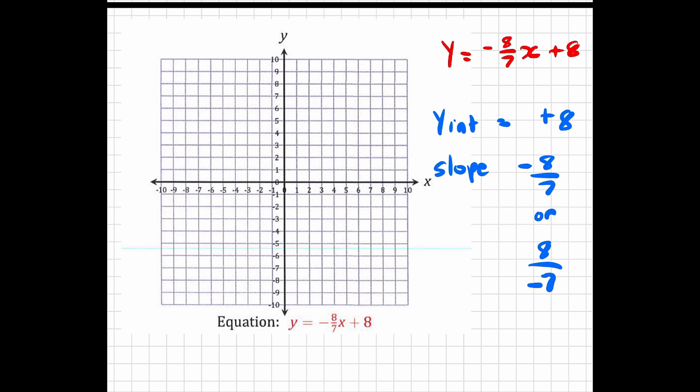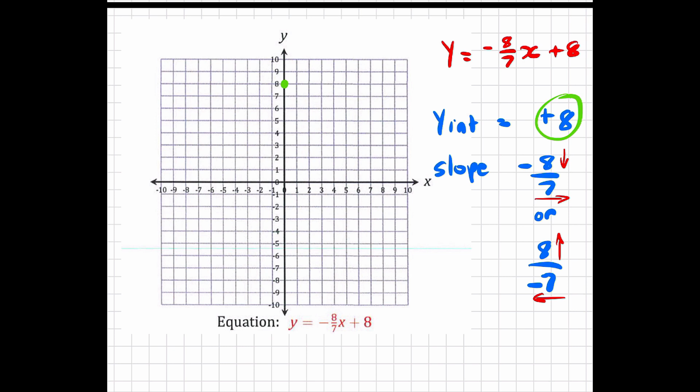So what's the first thing that we do? Well, we plot the y-intercept, and that is right here at +8. And then it tells us to go down 8 and right 7, or up 8 and left 7. So again, this -8 tells it to go down, the +7 says go right, the +8 says go up, and the -7 says go left. And either way, we'll get back on the line, and I'll quickly demonstrate that as soon as we create the line.